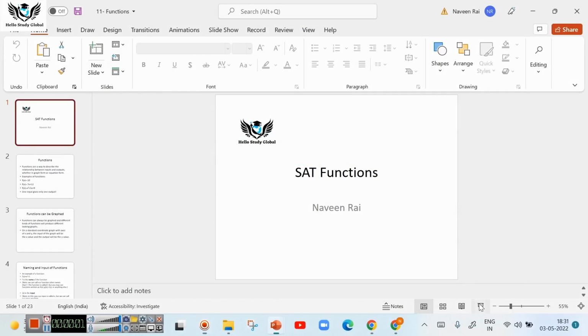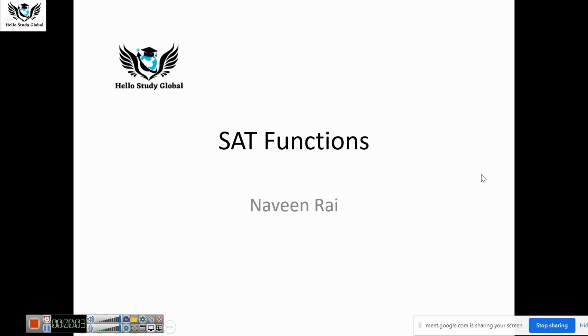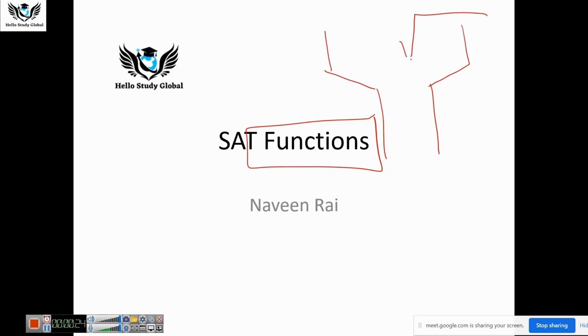Okay guys, the chapter that we're discussing today is functions. First of all, it is important to understand the concept of a function and to visually conceptualize it. This is what a function is. You can understand a function as a machine which takes some input and gives some output, right?